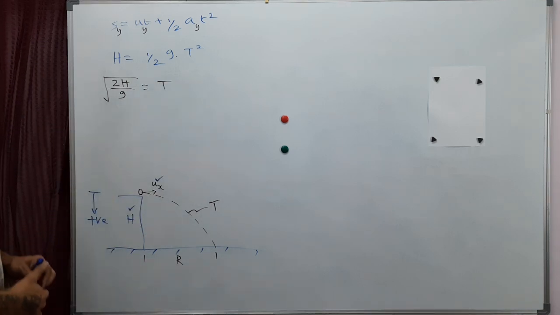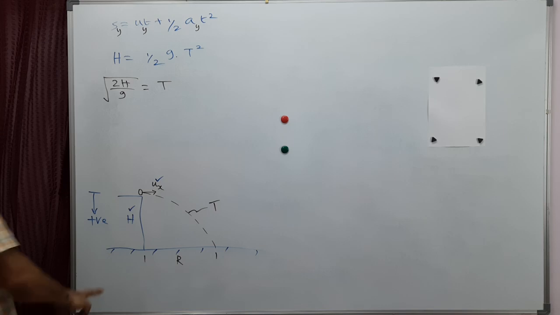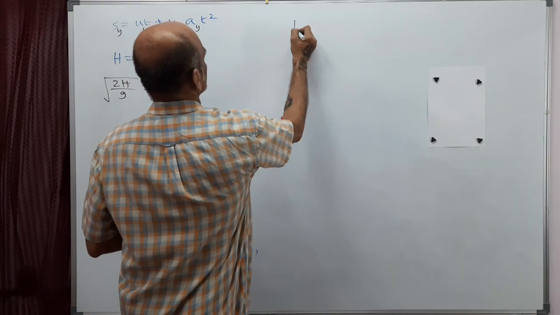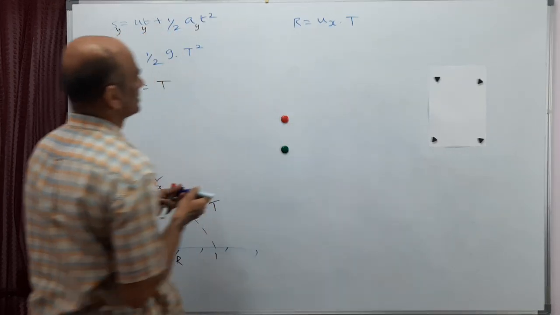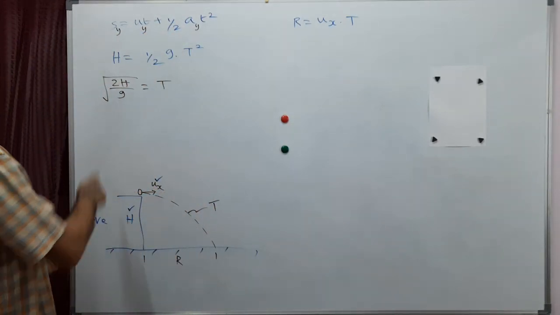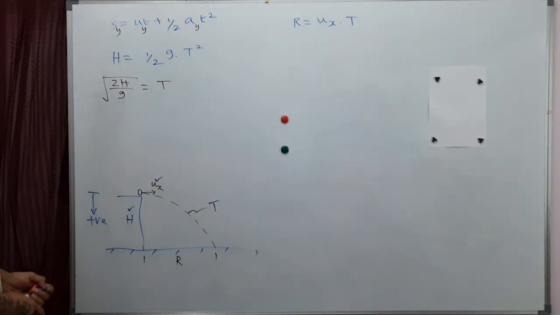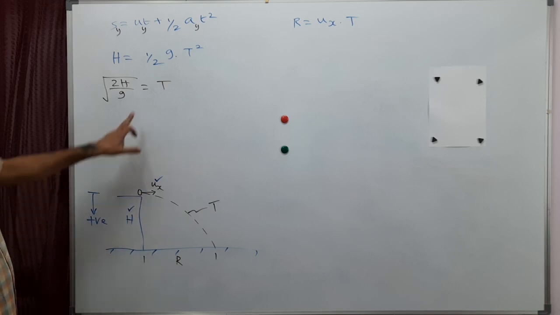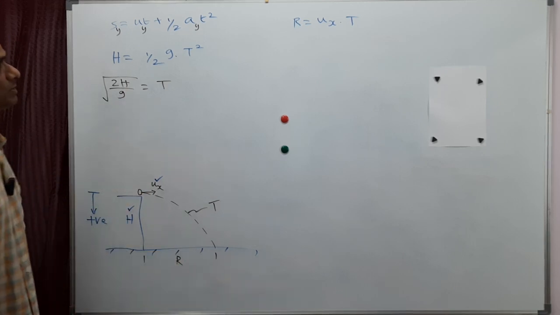Once you know the flight time, the range can be calculated as the horizontal velocity, which is uniform, into the flight time. So range is the horizontal uniform velocity into the flight time. So flight time is known, so range is known. So with the inputs, the height from which it is thrown and the initial velocity, the time of flight and the range of this projectile motion is known.